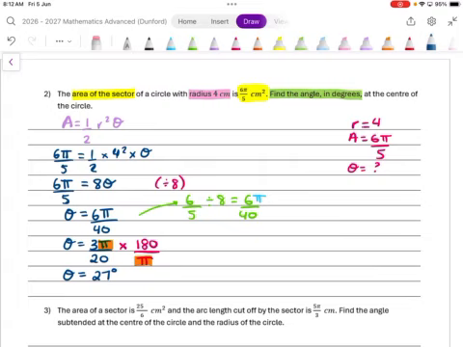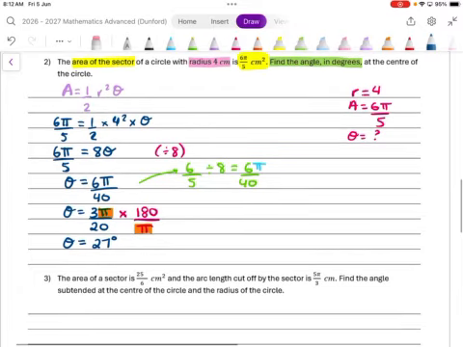Okay, example 3. With example 3, there's something missing in the question. I don't know how it disappeared, but the area of a sector is 25 pi on 6. I don't know if you guys have the pi there or if it's a little blank. You have the pi? Okay, it's just not come up online.